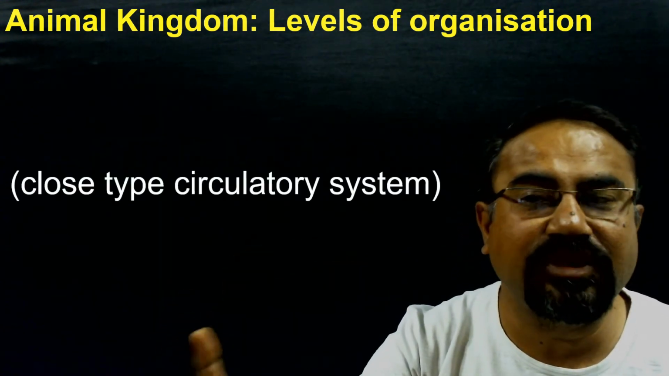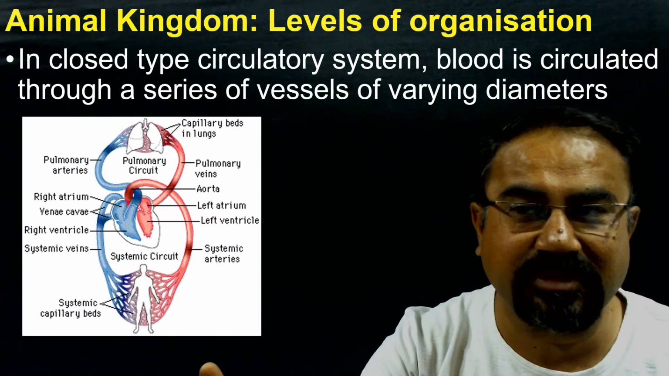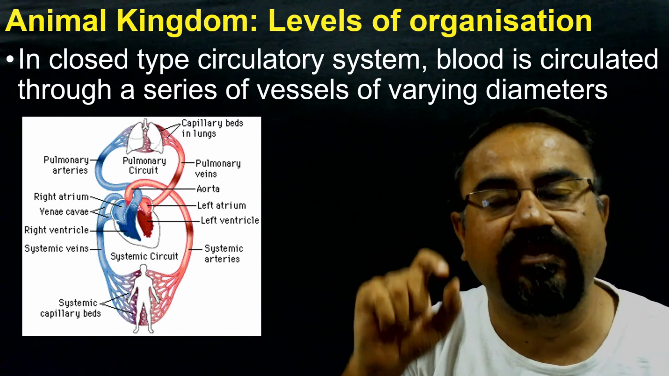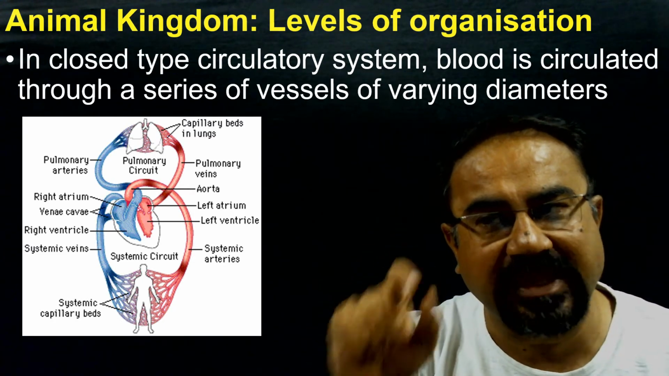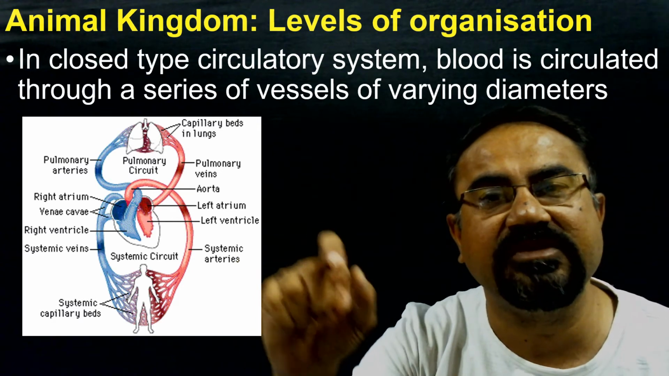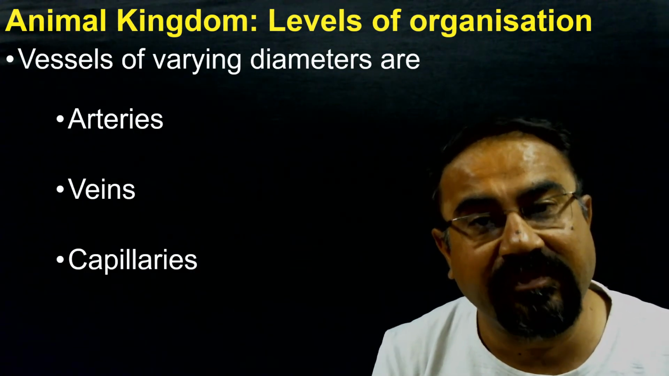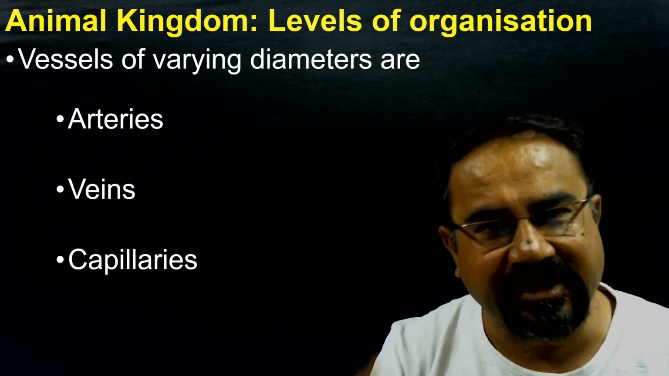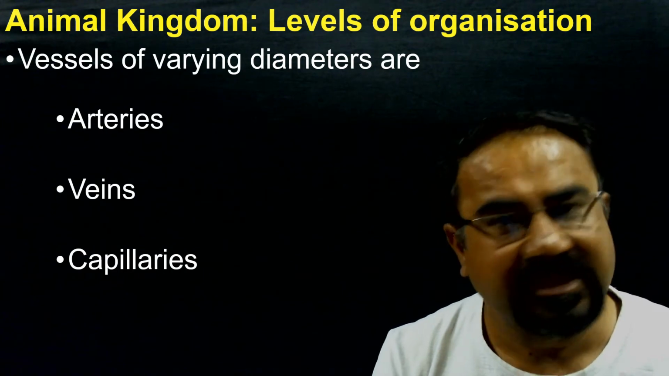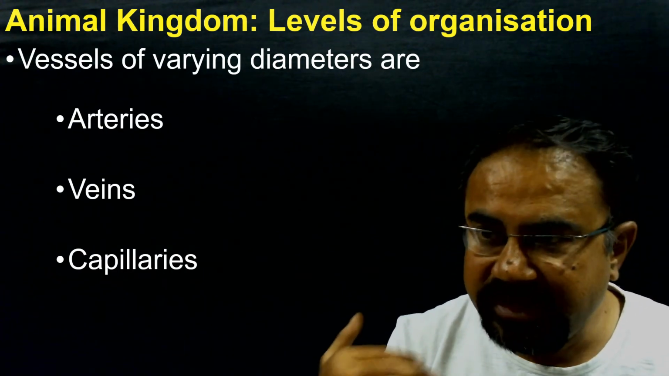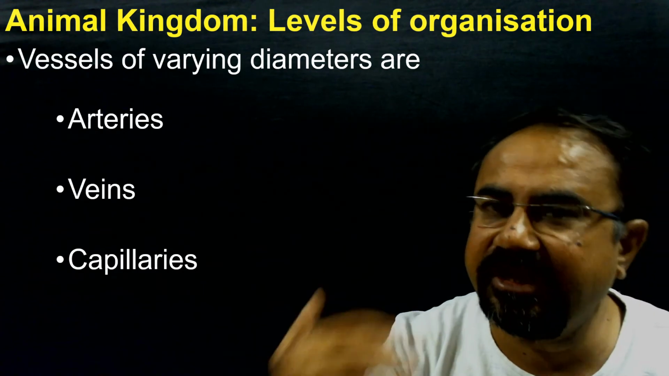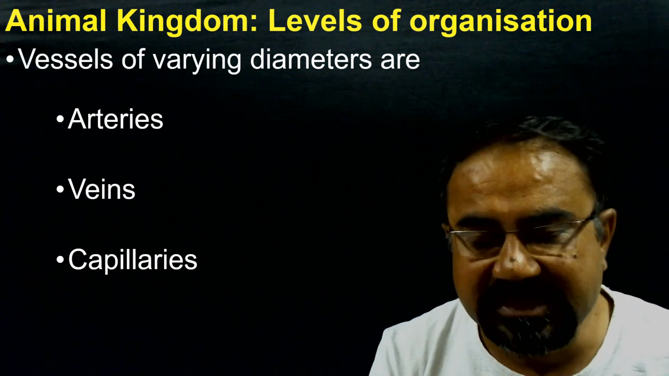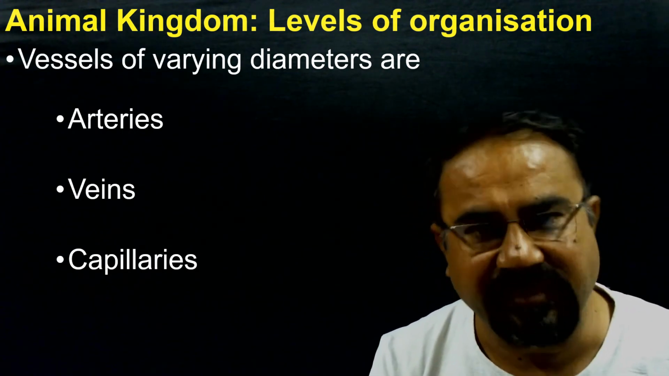Next type is the closed type of circulatory system, where the blood is moving around or circulating in closed vessels, and there is a series of vessels having varying diameter, and we know very well, we have previously studied that the varying diameter containing vessels are arteries, veins and capillaries. ये बहुत well known है. तो ये जो है वो different level of organization and different level of complexity we can see very well in the animals, and that is helping us in classification.